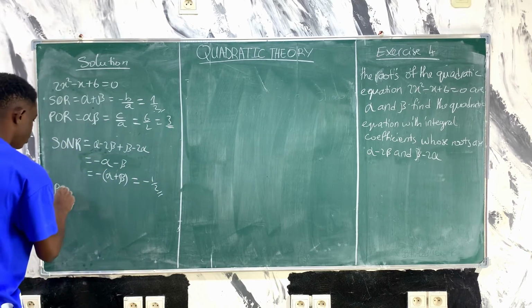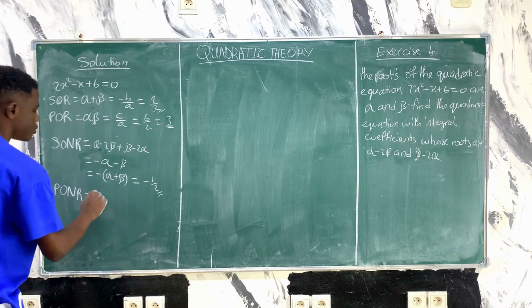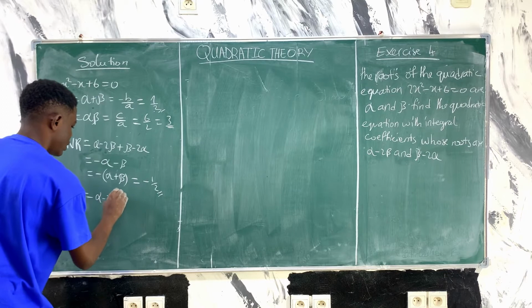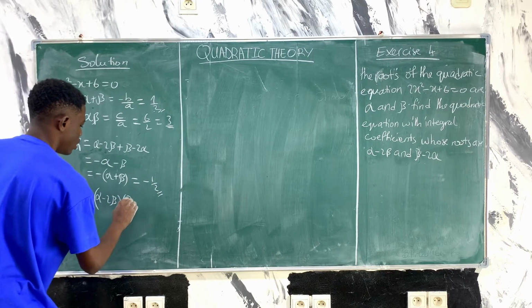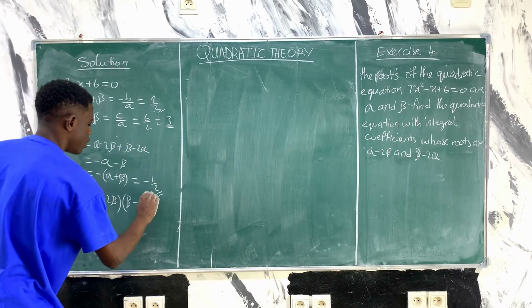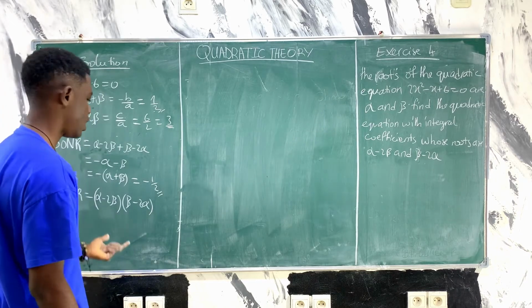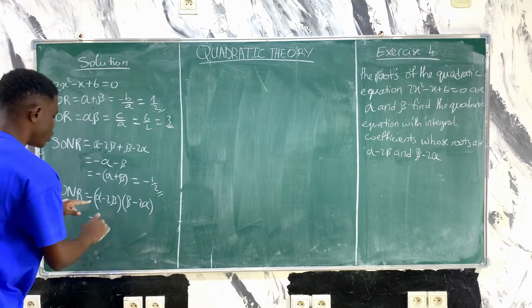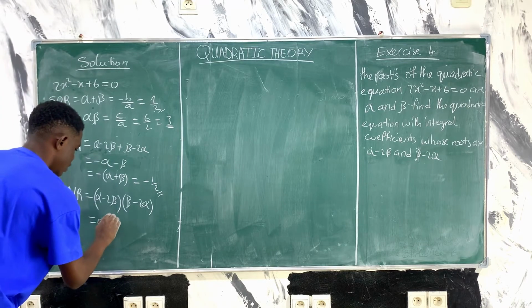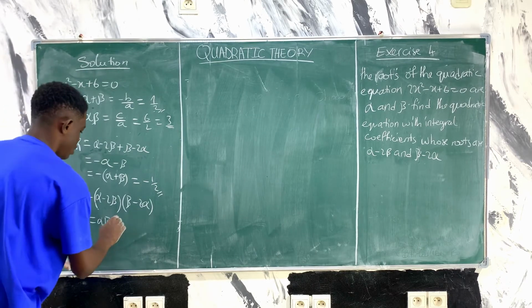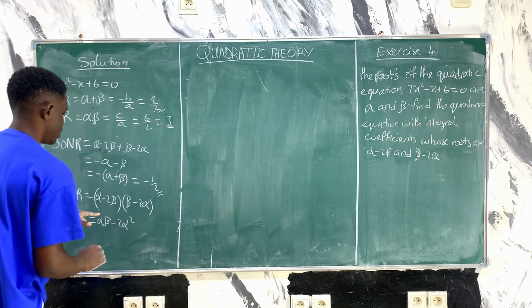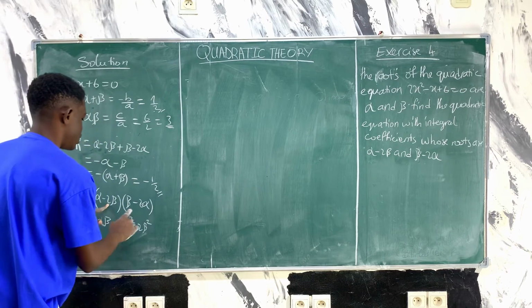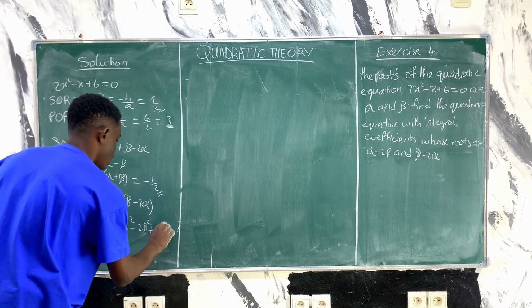So do the same for the product of new roots. The product of new roots is alpha minus 2 beta multiplied by beta minus 2 alpha. When we multiply that, we're going to have this times this is alpha beta, minus 2 alpha squared, minus 2 beta squared, and this times this is plus 4 alpha beta.